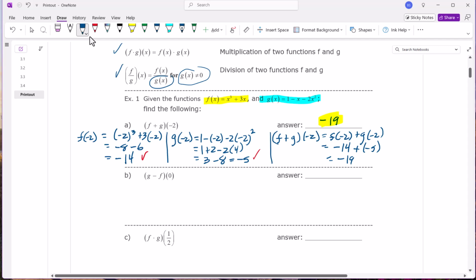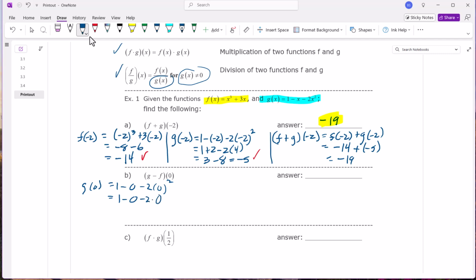So next problem, we start kind of the same way. We'll do g of 0. So we do 1 minus 0 minus 2 times 0 to the second. That'll be 1 minus 0 minus 2 times 0. So that's 1 minus 0 minus 0, so that will give 1. Okay, then I'll do f of 0. So plug into f, we'll do 0 to the third plus 3 times 0. That'll give 0 plus 0, so that is equal to 0.